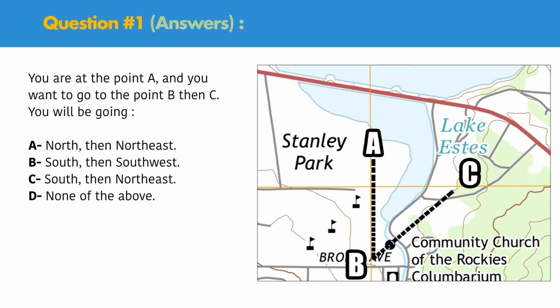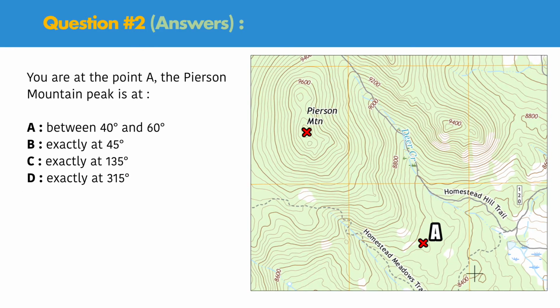Answers and explanations. For question number 1, you are at point A and you want to go to point B, then C. You will be going: A, north, then northeast; B, south, then southwest; C, south, then northeast; D, none of the above. The correct answer is C. Because from point A to point B, I think it's clear that we will go south. And from point B to point C, we will be going north and at the same time east. So it's northeast.